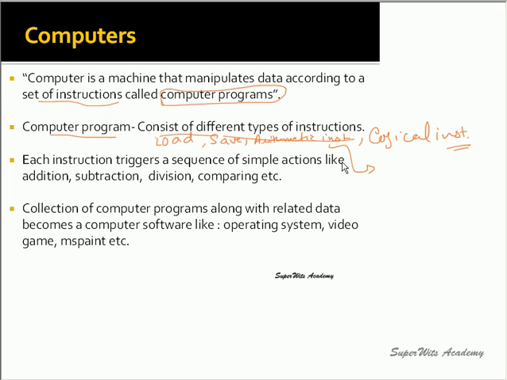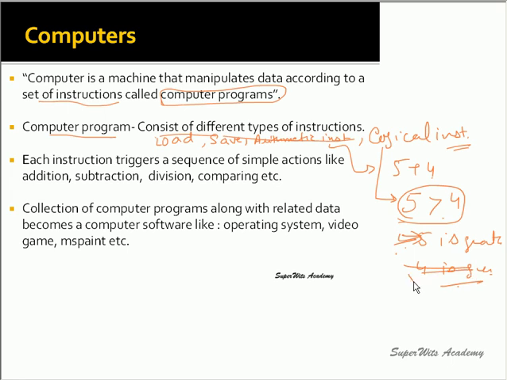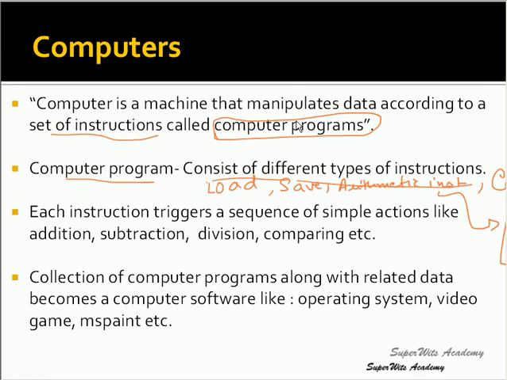So if I say arithmetic instruction, I am talking about this. If I say logical instruction, I am talking about, is 5 greater than 4? If it is greater than 4, then say 5 is greater. If not, 4 is greater, right? So in this case, only 5 is greater. So this is of no significance, right? So basically, there can be different kinds of instructions in a program, right? It depends upon what kind of problem you're trying to solve using your computer program.